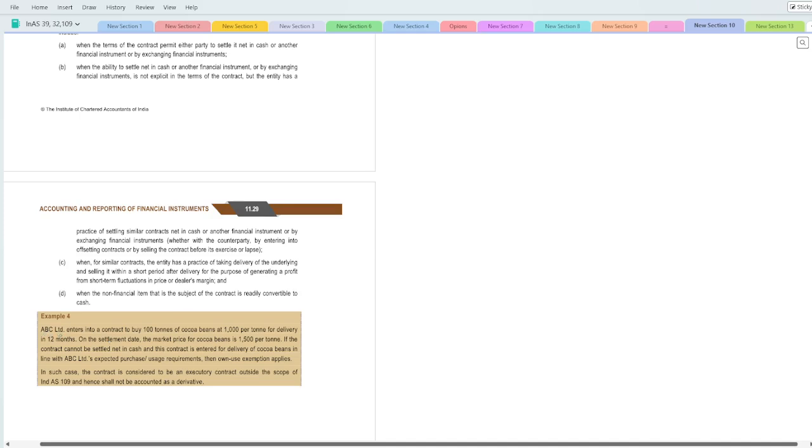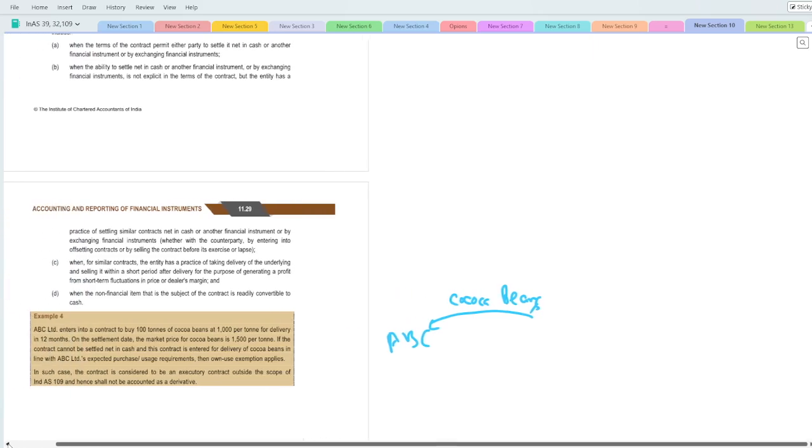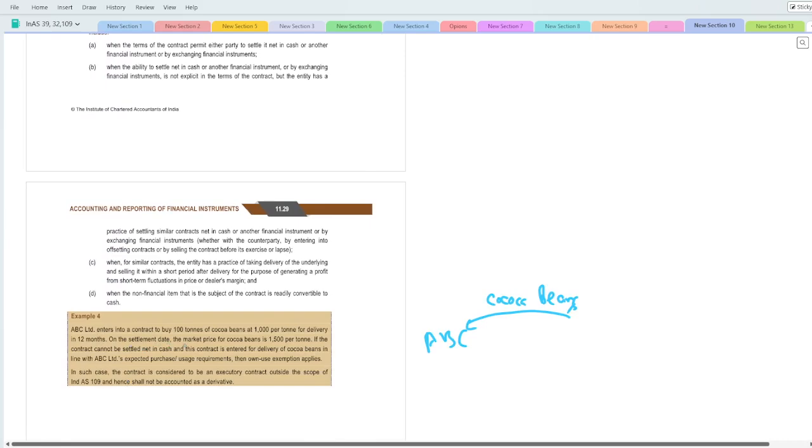So an example is given: ABC Limited enters into a contract to buy 100 tons of cocoa beans. This is the last example of this chapter. So ABC is buying cocoa beans at 1000 per ton, for delivery in 12 months. So the delivery will happen after 12 months. On the settlement date, the market price for the cocoa bean is 1500 per ton.